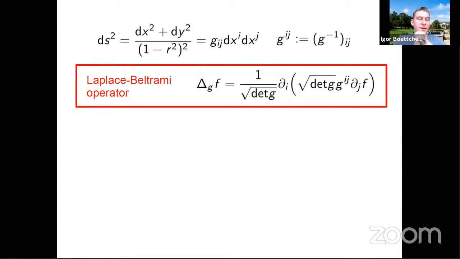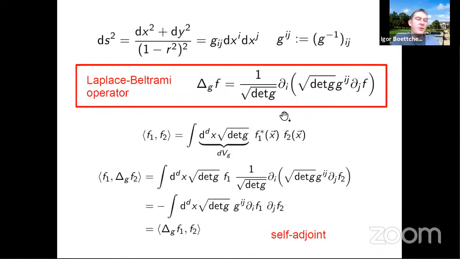And now, equipped with this metric, I want to introduce a differential operator, which looks bizarre, but you will see that it actually makes sense, called the Laplace-Beltrami operator. It's defined the following way. You take your metric and introduce the metric tensor g_ij. In our case, this would just be a unit matrix with this prefactor. Then you define this differential operator delta with a sub-index g, which tells you it's the metric: 1 over the square root of the determinant of g, times d_i of square root of determinant g, times g^ij, the inverse, times d_j f.